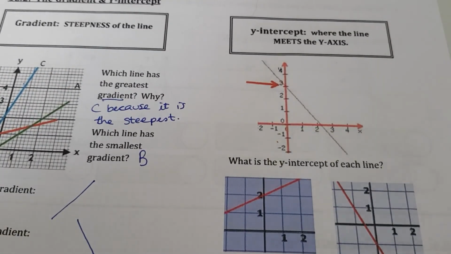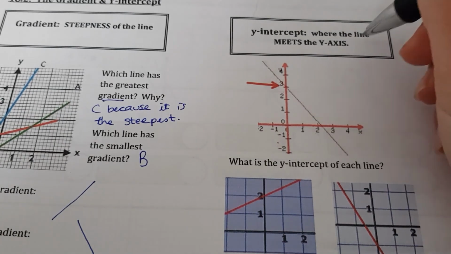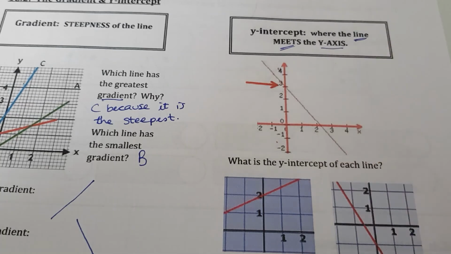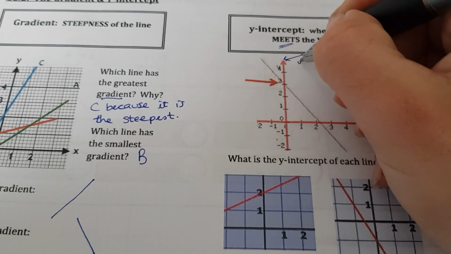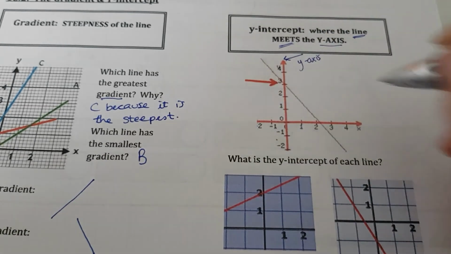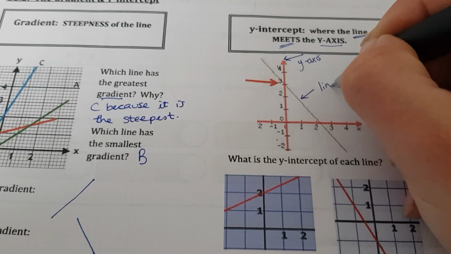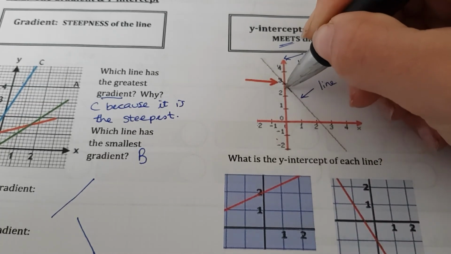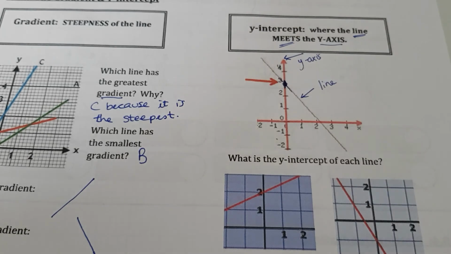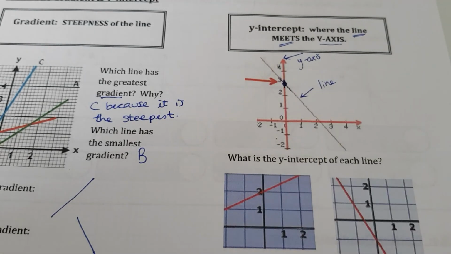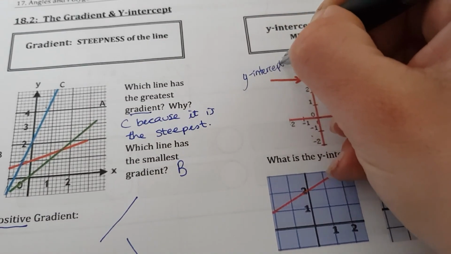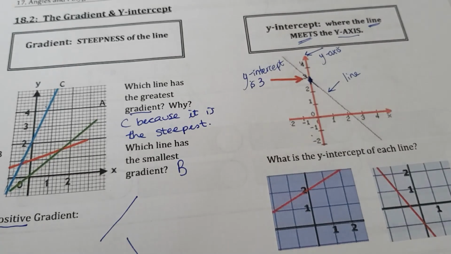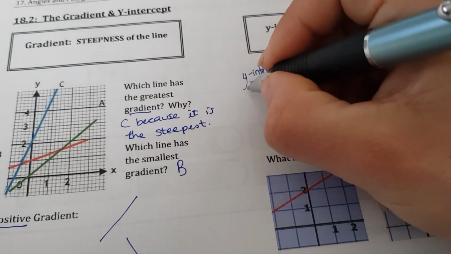Now, let's talk about y-intercept. What is the y-intercept? We've already mentioned it in a previous question. It is where the line meets the y-axis. So if we have a look at this diagram over here, this is the y-axis, okay? This is the line. Where the line meets the y-axis, it's this point over here. They are meeting up at number 3. That is called the y-intercept. And the y-intercept in this case is 3, okay?